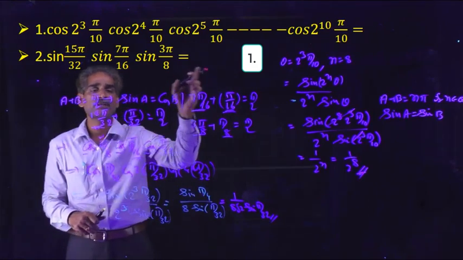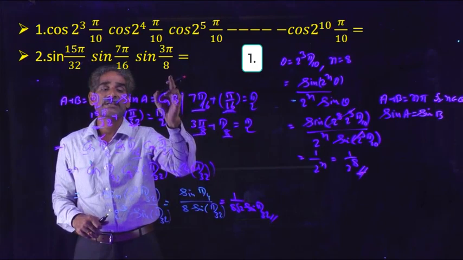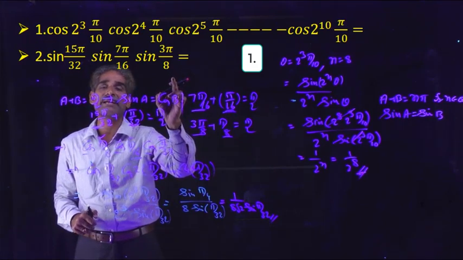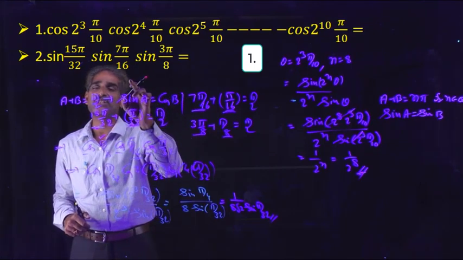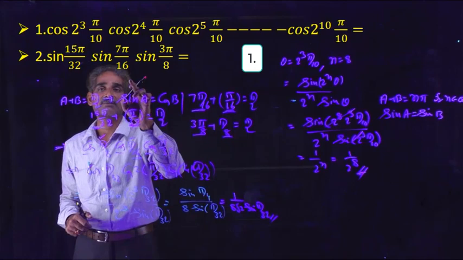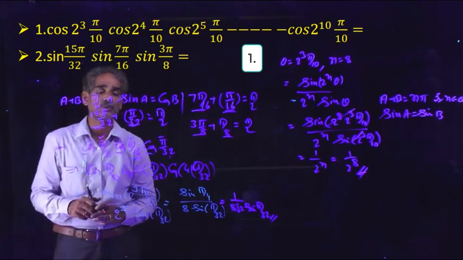So observe that sin 3 pi by 8 is equal to cos of pi by 8, since 3 pi by 8 plus pi by 8 is 4 pi by 8, that is pi by 2. Next, sin 7 pi by 16 is equal to cos of pi by 16. Next, sin 15 pi by 32 is equal to cos of pi by 32.